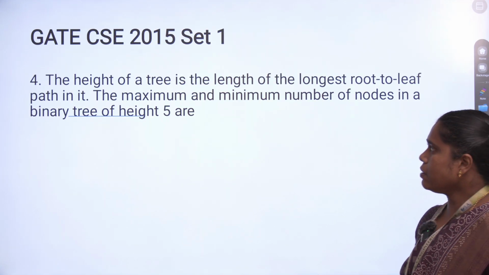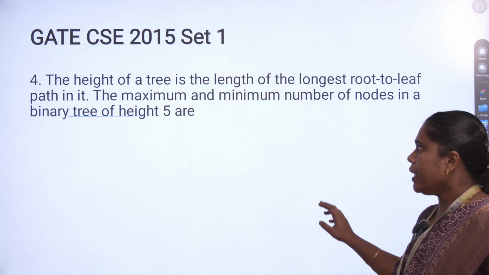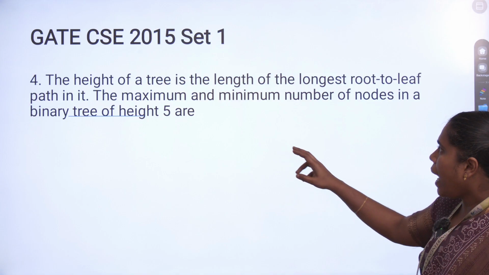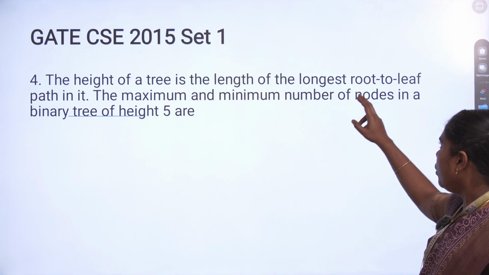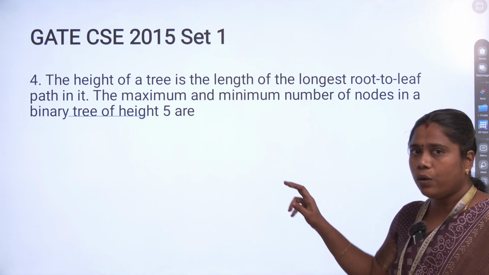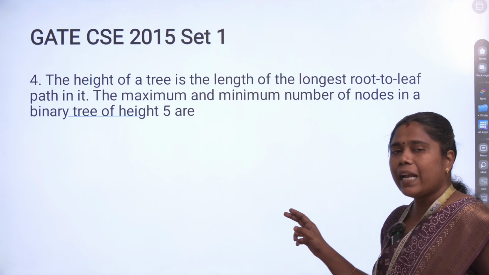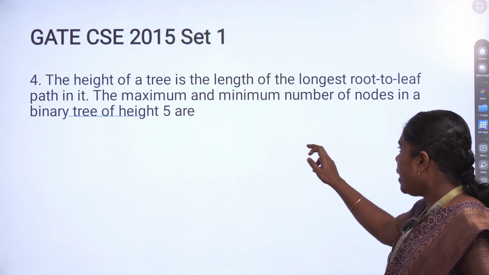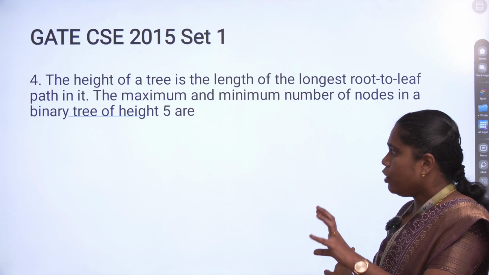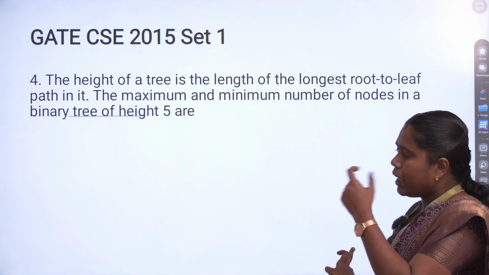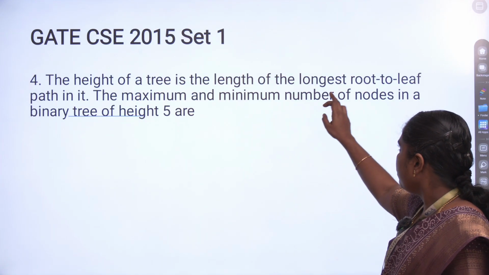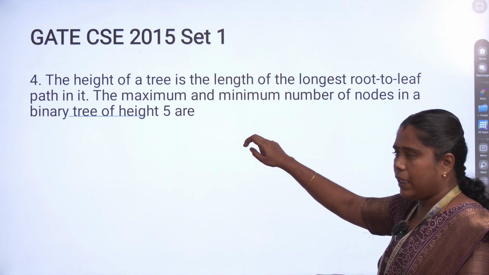Now the next question, this question is taken from the year 2015. The given question again is related to trees only. The height of a tree is the length of the longest root to leaf path in it. So we have seen in the previous question, right? How the height is calculated from the root to the lowermost level. It is given here. You should not be confused by the terms given. You read it once or twice so that you will come to the point. So the height of the tree is the length of the longest root to leaf path in it.